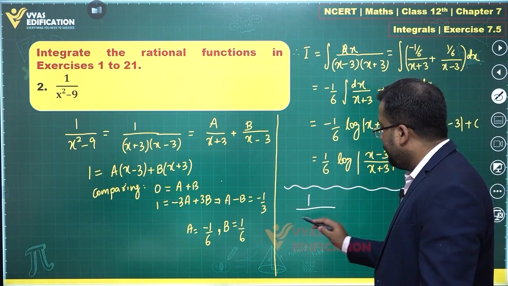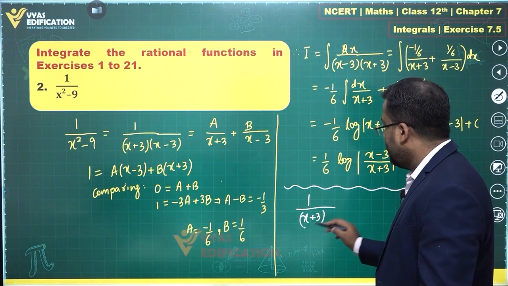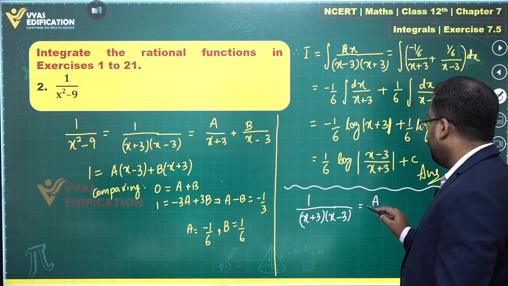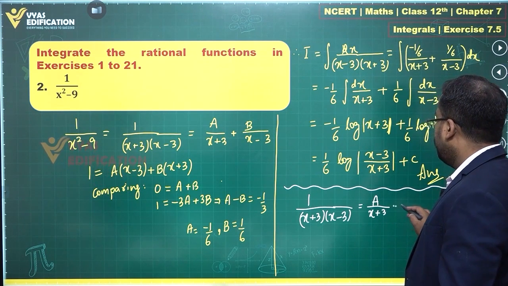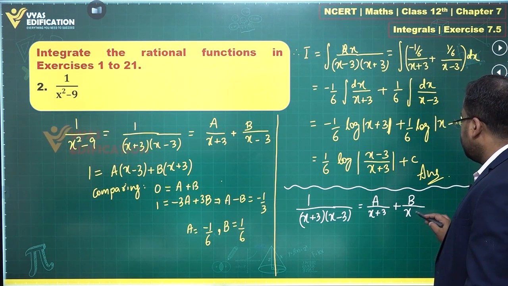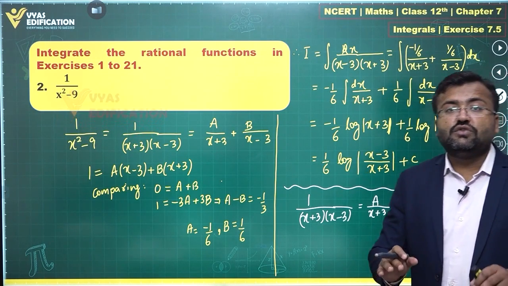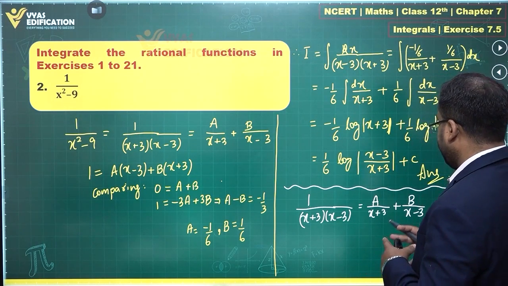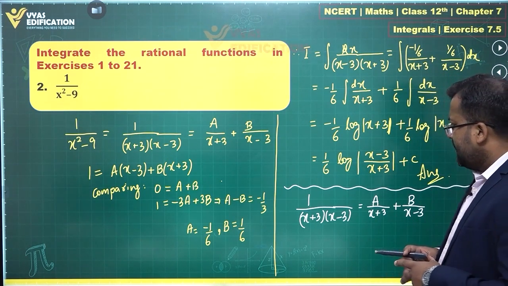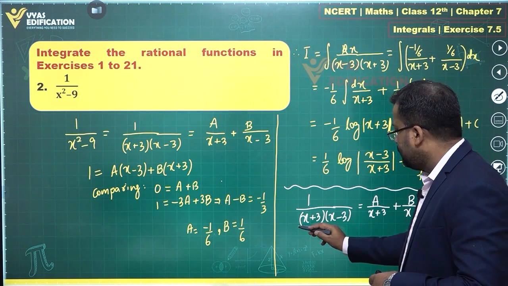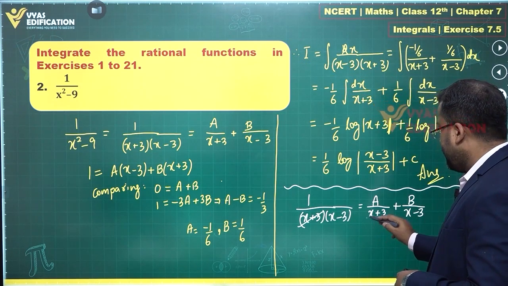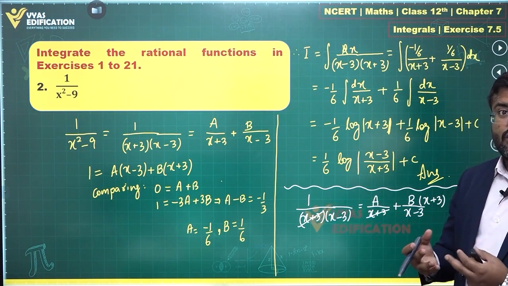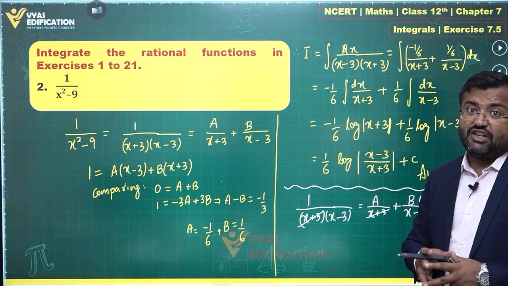What do we have? We have 1 upon (x plus 3)(x minus 3) is equal to a upon x plus 3 plus b upon x minus 3. And let's suppose we want to find the value of a, just a. If you want to find the value of a, I'll multiply with this x plus 3 throughout. So, x plus 3 will get cancelled from here, x plus 3 will get cancelled from here, and x plus 3 will come over here. First, this is what I'll do: I'll multiply with x plus 3 throughout.